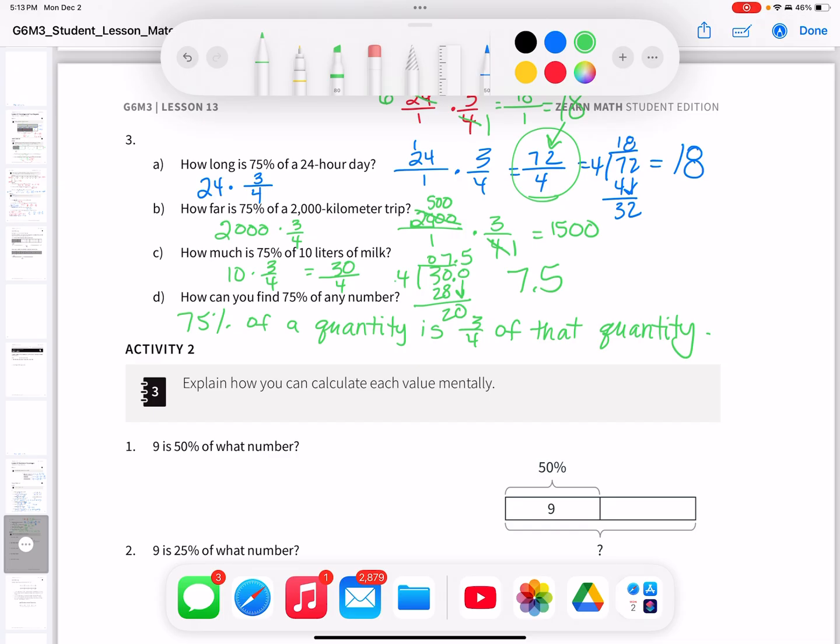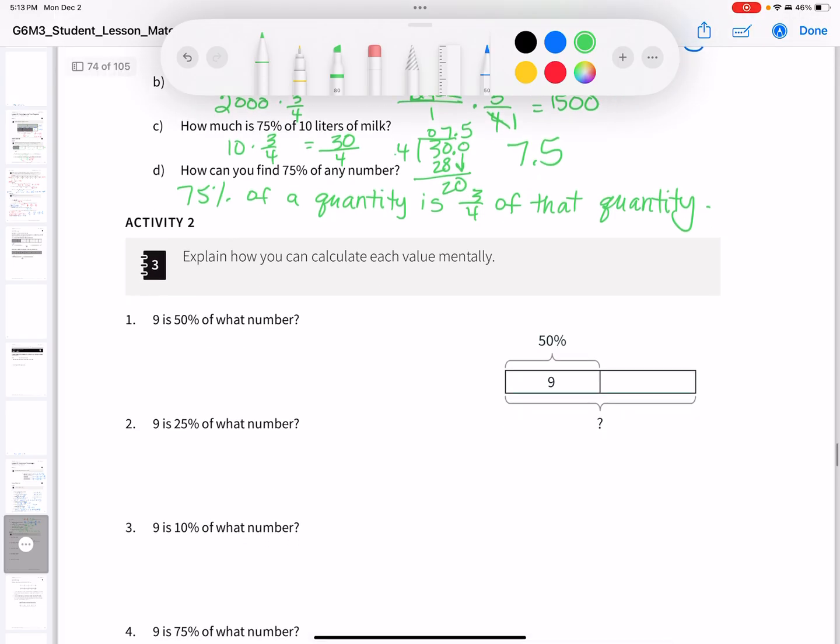All right, so this says, explain how you can calculate each value mentally. So 9 is 50% of what number? So this is different. We're now given the 50%. We have to figure out the 100%. So it's asking us to calculate the 100%, knowing the given information.